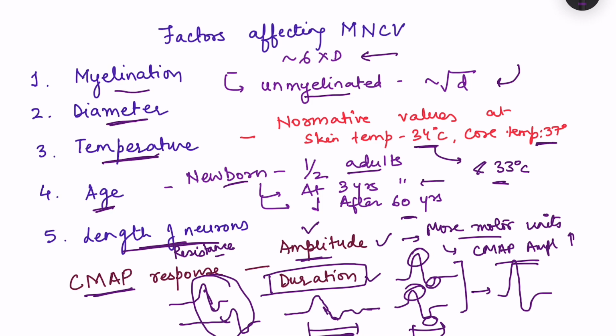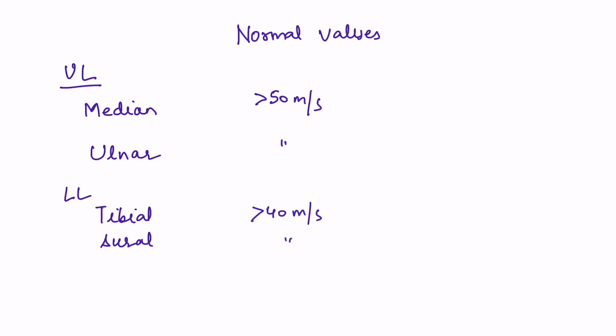So that's why we should know the amplitude and duration of the CMAP as well to interpret the presence or absence of any disease. So what are the normal values? In the upper limb, if we talk about the motor nerve conduction velocity, for the median nerve and ulnar nerve, it is greater than 50 meters per second.